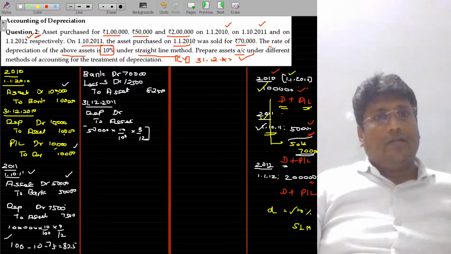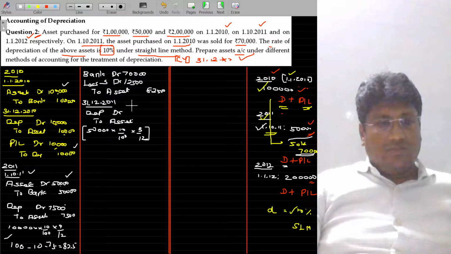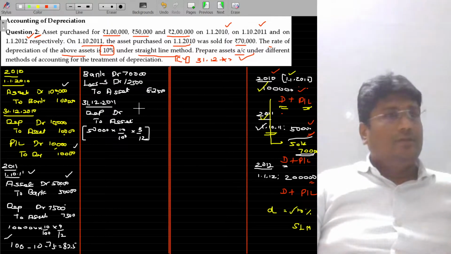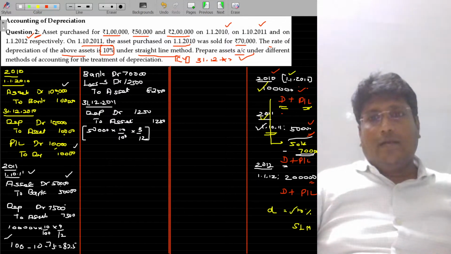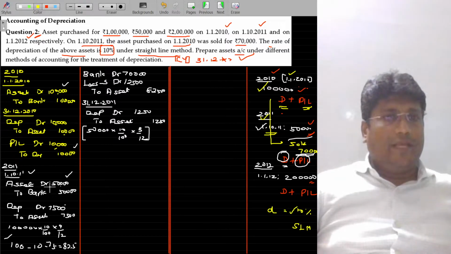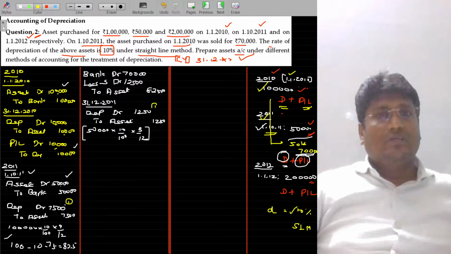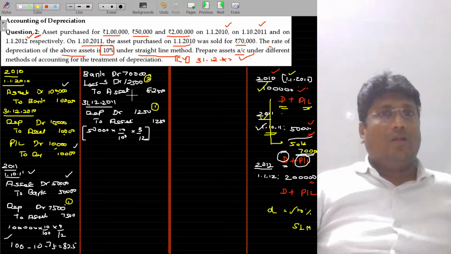Now 50,000 into 10% into 3 by 12, what is the value? Yes, 1,250. Am I right? 1,250. Okay, 1,250. Then year end comes automatically. All the nominal accounts should be transferred to the P&L account. For 2011, what are the nominal accounts we have? Depreciation, one account where we have 2 depreciations, and loss on sale is also another nominal account. These 2 nominal accounts are now going to be transferred to the P&L account.